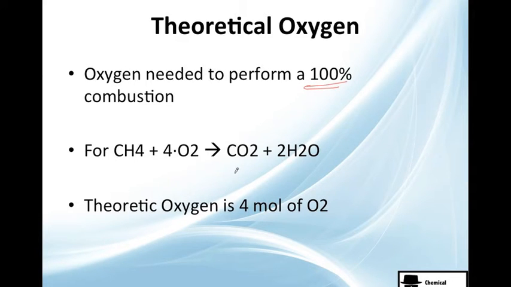Nice, easy. For example, in methane we need 4 moles of O2 and we need only 2. Let's do the mass balance. This is 1, hydrogen, you need only 2. Oh yeah, no, it's okay. Yeah, we need 4. So the theoretical oxygen is 4 moles of O2 to combust 1 mole of methane.